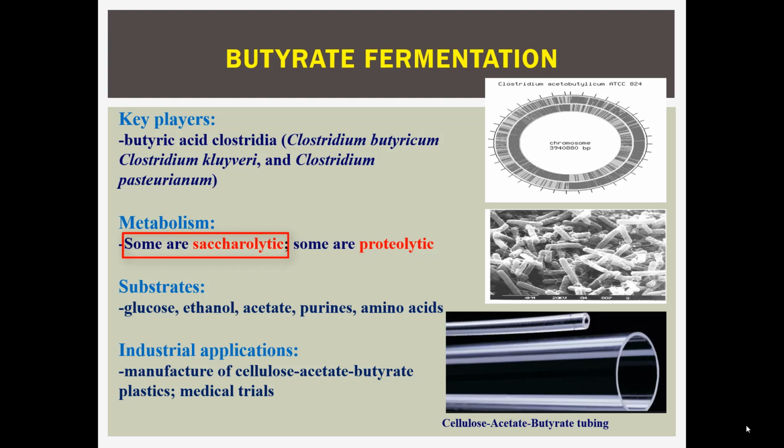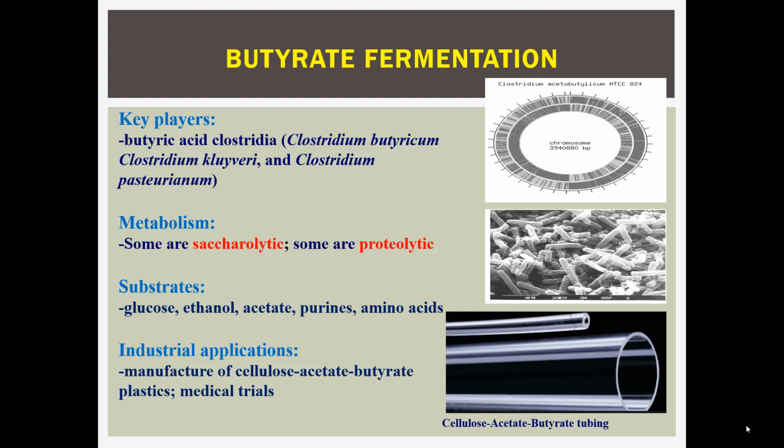Some are saccharolytic and can degrade carbohydrates. Some are proteolytic and can degrade proteins. The proteolytic Clostridia are important in anaerobic decomposition of proteins. Now, most butyric acid Clostridia ferment carbohydrates to butyric acid. The fermentation products also include hydrogen gas and carbon dioxide. Other Clostridia are specialized and will ferment a few substrates like ethanol, acetate, certain purines, or certain amino acids.